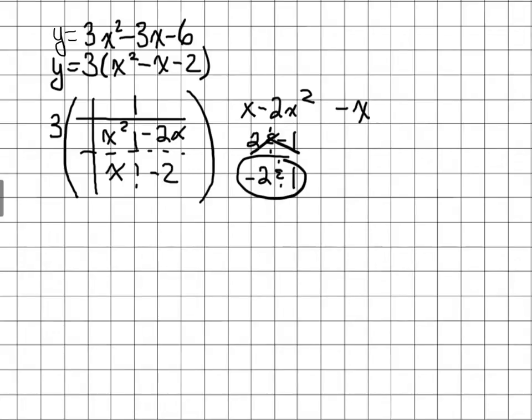So common factoring the rows, what's common to these two here is just x. What's common out here is just 1. Common up the column, again, is just x, and common in this one is negative 2. So writing this in factored form is y equals 3 times x minus 2 times x plus 1. And we leave the 3 out here. That's completely valid. So this will be the factored form of this.